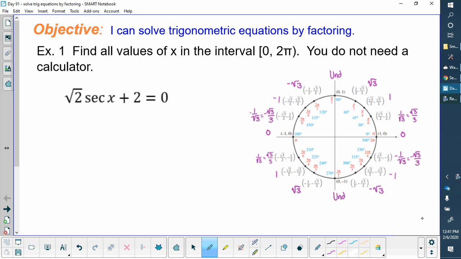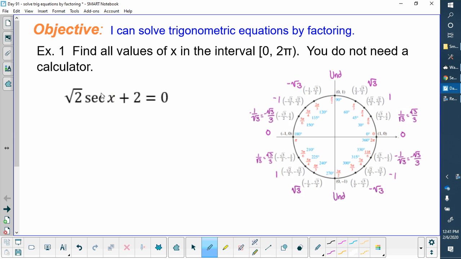All right, today we're going to work on solving trig equations by factoring. And on example number 1 here, we actually don't need to factor. In fact, when I look at this secant of x, the first thing I notice is it doesn't have a square, so obviously factoring is out. So this would be one I'm just going to solve.